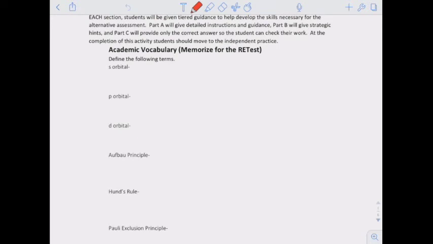Welcome to the Unit 4 remediation guided practice. It says define the following terms. The s orbital is a spherical orbital that can contain two electrons. The p orbital is a dumbbell shaped orbital that can contain six electrons. The d orbital is dumbbell shaped and can contain 10 electrons.